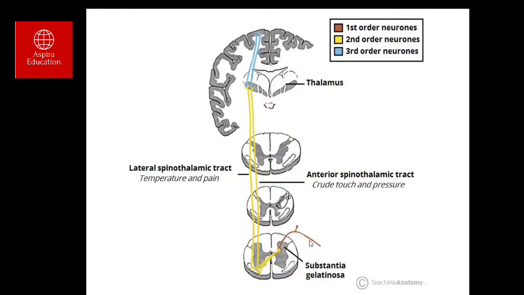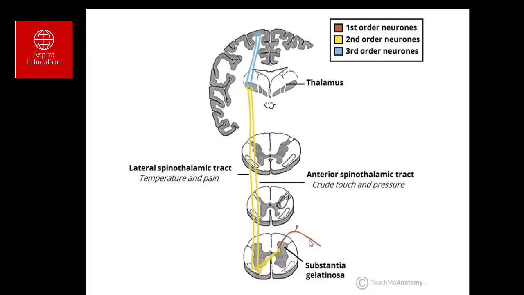The motor pathway is opposite. The motor pathway is basically a descending tract which originates in the cortex and passes through the brainstem and spinal cord and then continues with the lower motor neuron. So these are the descending tracts. There are two important tracts: ascending tracts, which are sensory, and descending tracts, which are motor. Now, the two important ascending tracts: one is called the dorsal column pathway, and the second is called the spinothalamic tract.